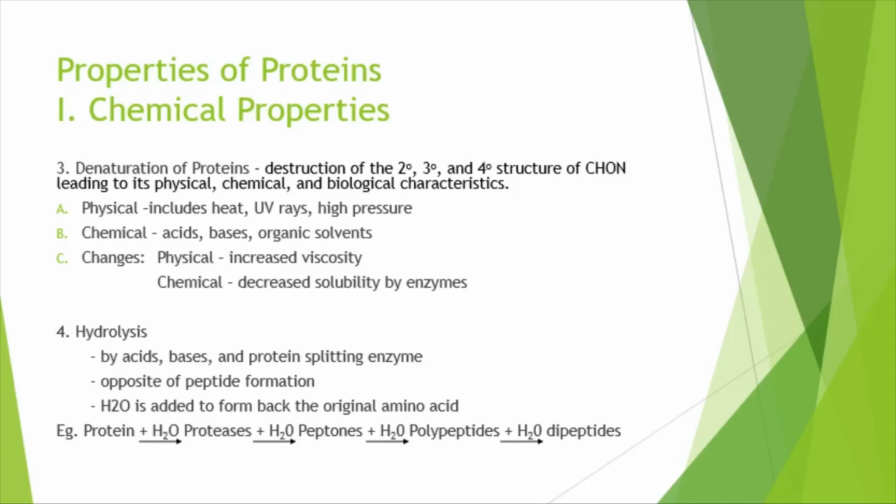Okay, so what are the different factors that affect denaturation of protein? So first, physical factors, we have your heat, ultraviolet rays, and high pressure. Under chemicals, we have your acids, bases, and organic solvents. So the changes, okay, that affect your proteins, for physical change, it increases viscosity, okay? It becomes viscous. While in chemical change, it decreases solubility by enzyme.